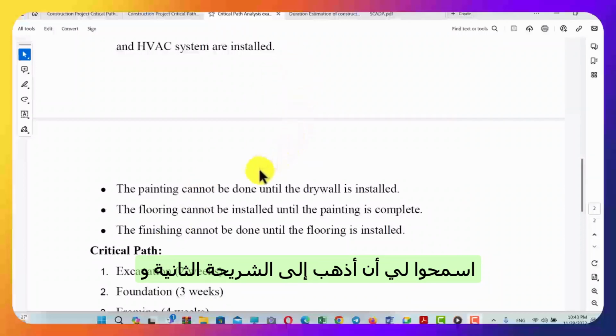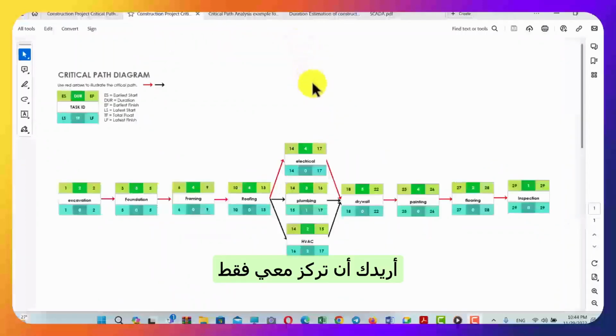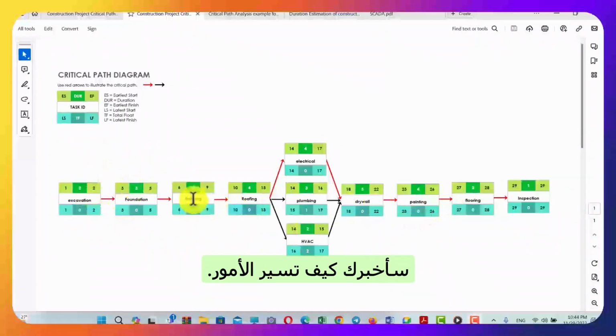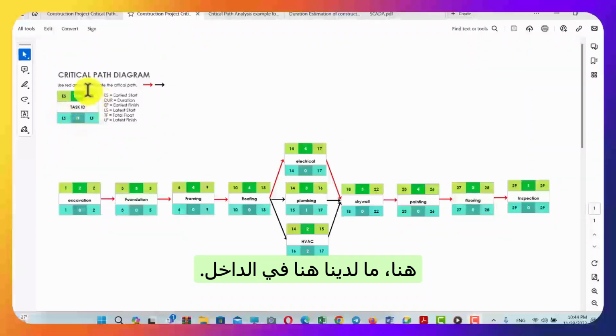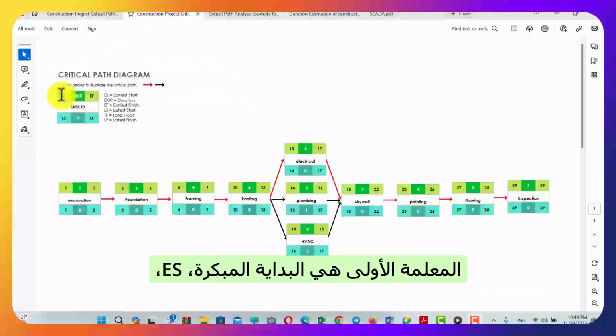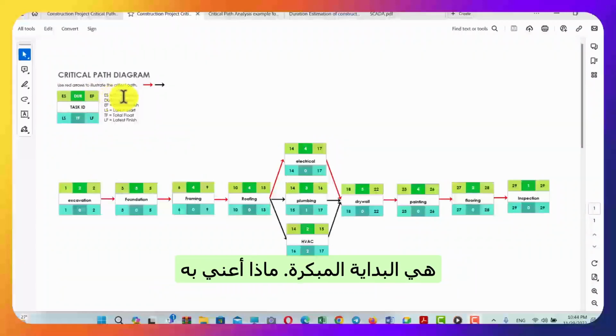Okay, let me just go into the second slide and then come back to this slide. I want you to just concentrate with me here. Actually, these are the activities. I'll tell you how things go, but let me first define this square here, what we have inside. In each of these squares, we'll define 7 parameters. First parameter is the early start, ES, which is defined here in the legend. ES is the early start.